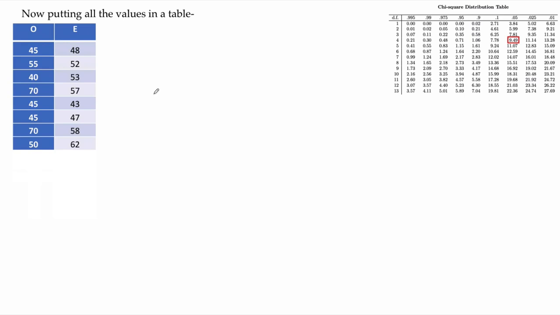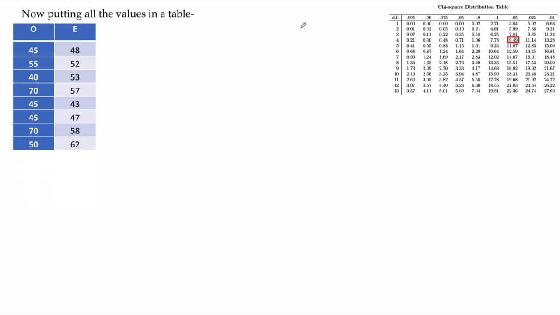Now what we need to do is calculate using the chi-square test formula. We need to find out the chi-square cal, and after that we will find the critical value, and then compare whether the critical value is lesser than the calculated value or the calculated value is lesser than the critical value, and accordingly we will understand the hypothesis. But before that, we need to understand a few things.